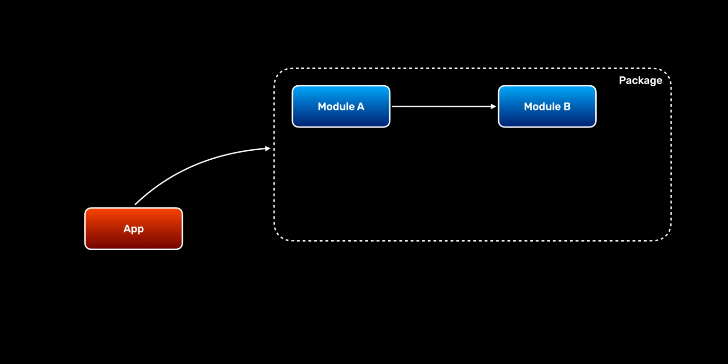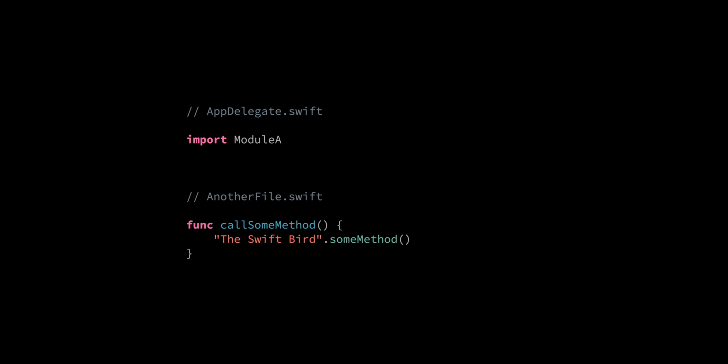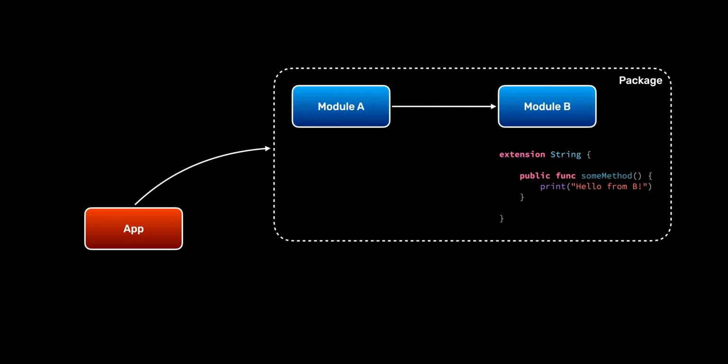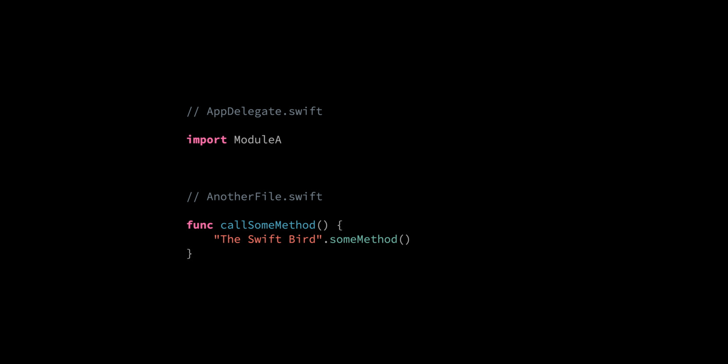Then, let's say module B declares a method in an extension of the built-in string type. Now, if you import any of the two modules anywhere in your app, this extension method will become visible for the whole app, even if you call it in a file without any imports. And here's where everything falls apart. Imagine now that module A declares a method with the same signature. How can you control which implementation is called in your app? Can you even know that for sure?